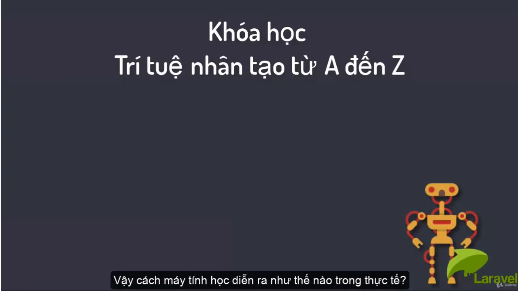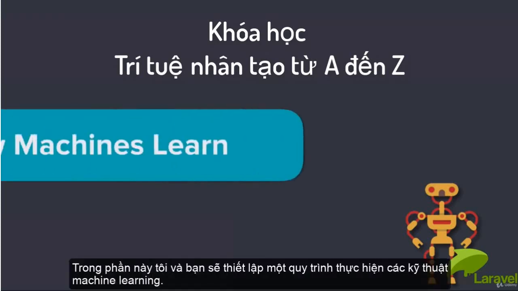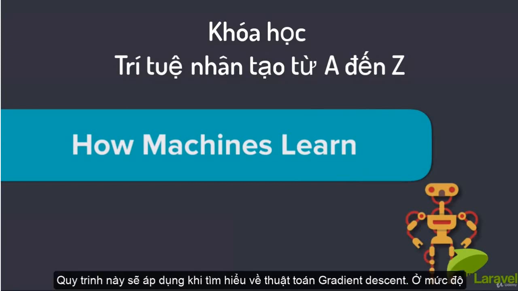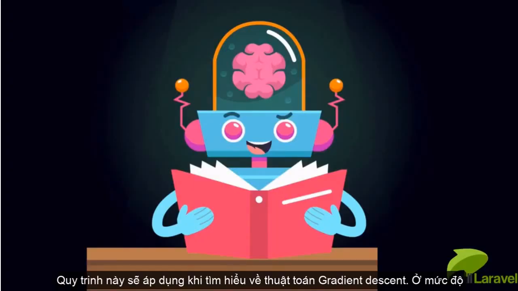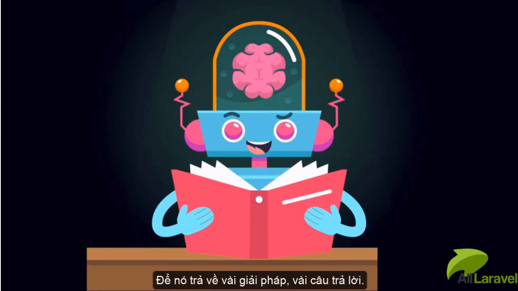So how does machine learning actually happen in practice? I mean, it can't just be magic, right? In this lesson, you and I are going to establish a useful framework for thinking about machine learning techniques. This is going to be our basis for thinking about the gradient descent algorithm. So at the most basic level, what we're doing is feeding a whole bunch of data into a computer and it gives us back some solution, some answer.